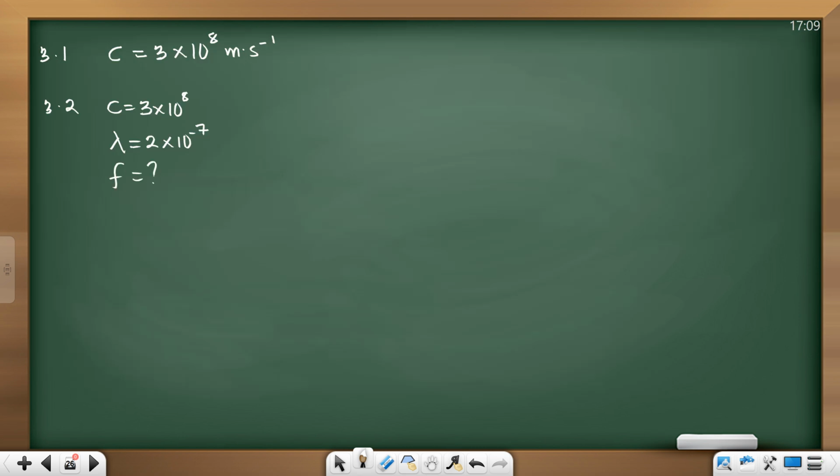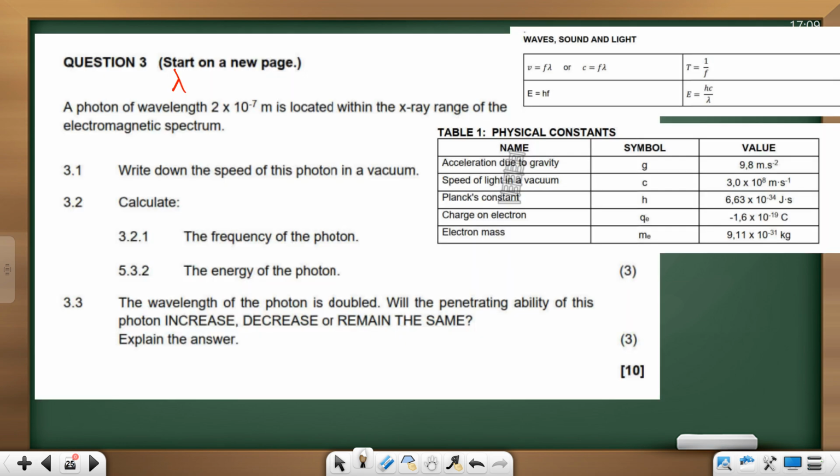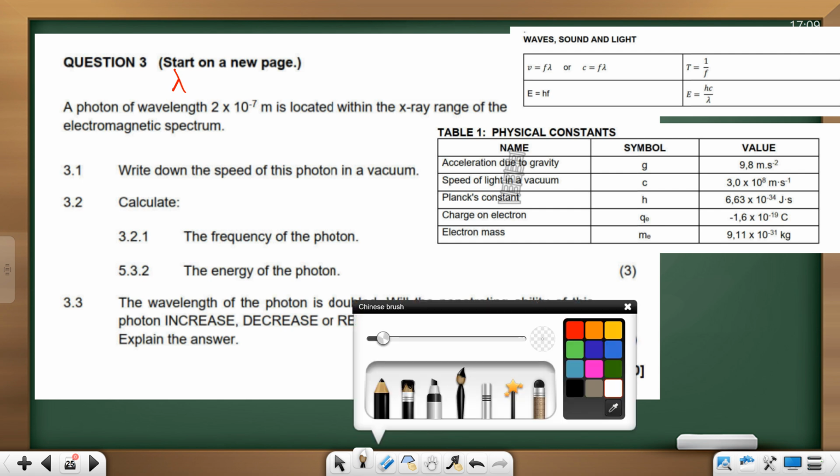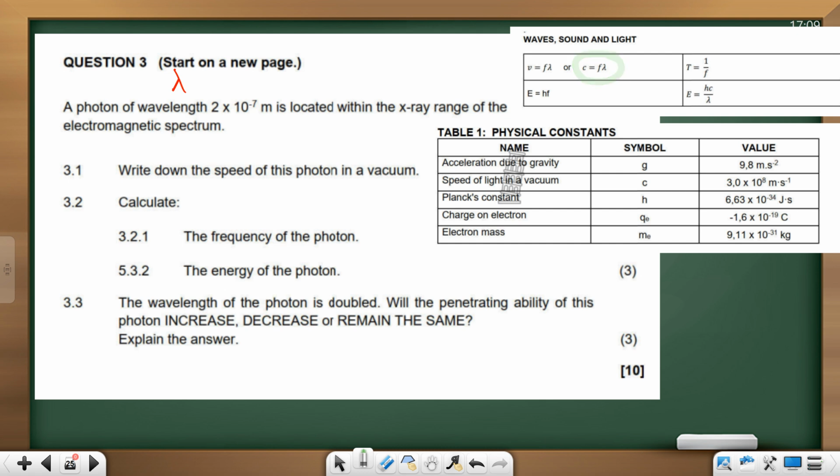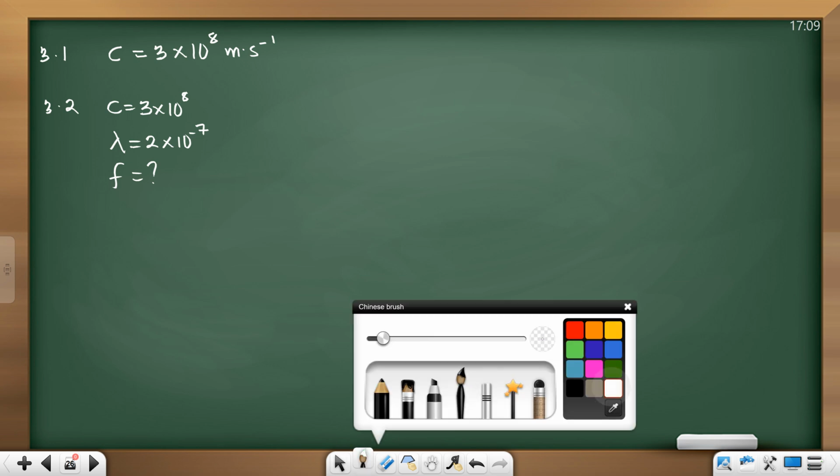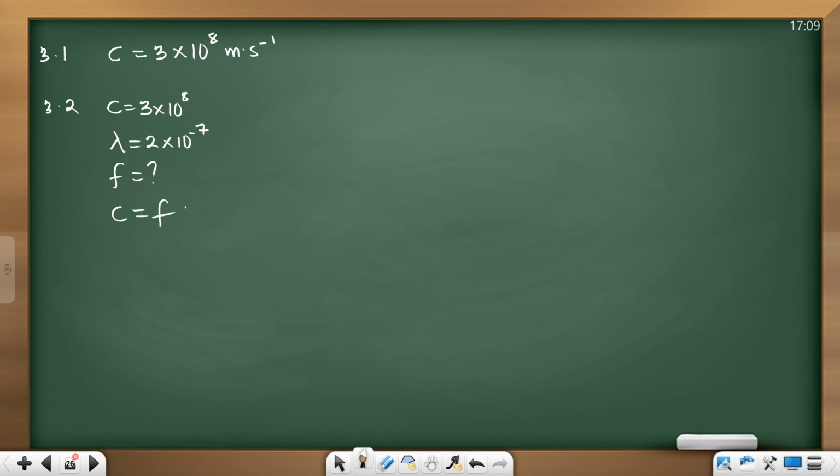Beautiful. Now you go to your formula page. Okay, what do I have? What do I need? Is there a formula that has what I have and what I need? C, lambda, and frequency. Okay, let's check. C equals F lambda. Case closed. 3 times 10 to the power 8. I do not know my frequency, but I know that.